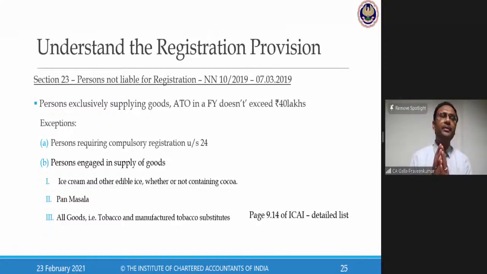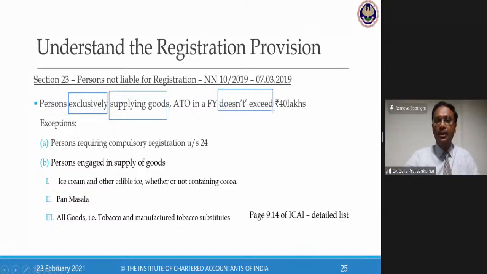The government of India, the state government, union territory, or special category states, on the recommendations of the council, can notify a set of persons who are exempted from obtaining registration. That is how this particular notification, 10 of 2019, has come into picture, where they say any person who is exclusively dealing with supply of goods, I repeat, exclusively supplying goods, where aggregate turnover in a financial year does not exceed 40 lakhs.